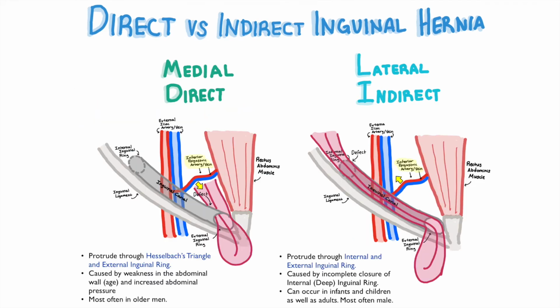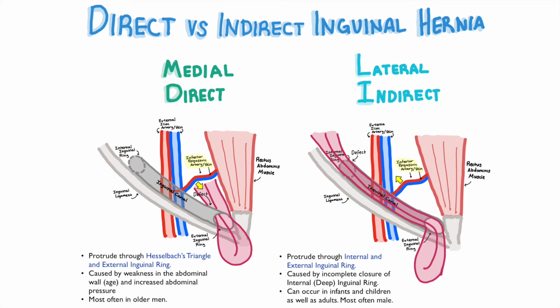We can see the difference in the location of the hernia in the diagrams outlined here. Direct inguinal hernias are acquired hernias that result from the weakening of the transversalis fascia. As we mentioned, that was the floor of Hesselbach's triangle. As a result of the weakened abdominal wall, the abdominal contents can protrude through Hesselbach's triangle, through the inguinal canal, and out the external inguinal ring.